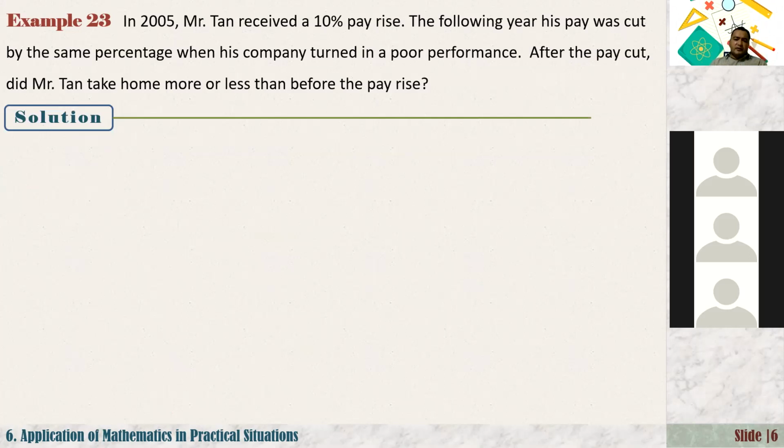Okay, in 2005, Mr. Tan received a 10% pay rise. The following year, that means the next year, his pay was cut by the same percentage when his company turned in a poor performance. After the pay cut, did Mr. Tan take home more or less than before the pay rise? And of course, it is more or less, right? Because we are talking about two different situations. Number one is 2005, the second one is 2006.